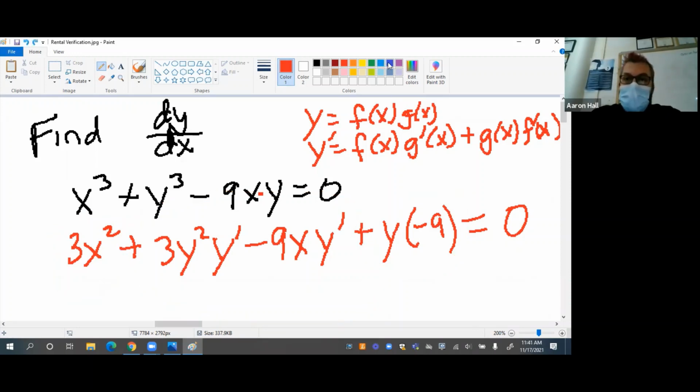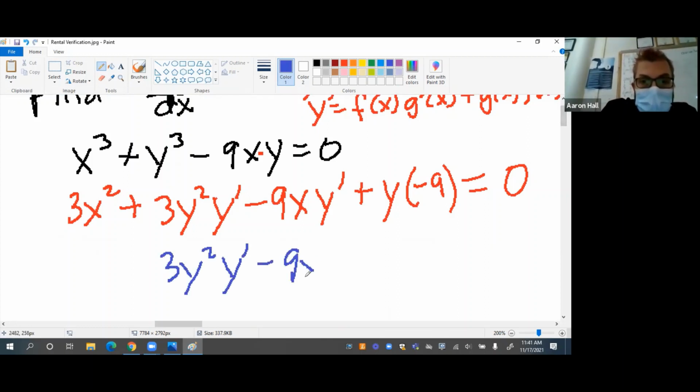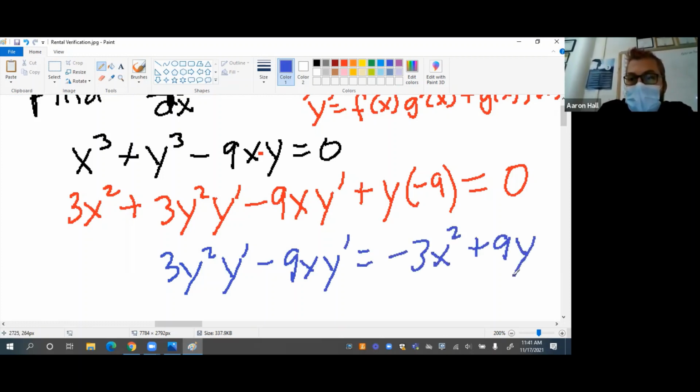So that's going to give me 3y squared times y prime minus 9x y prime is equal to negative 3x squared plus 9y. Everybody agree with that?